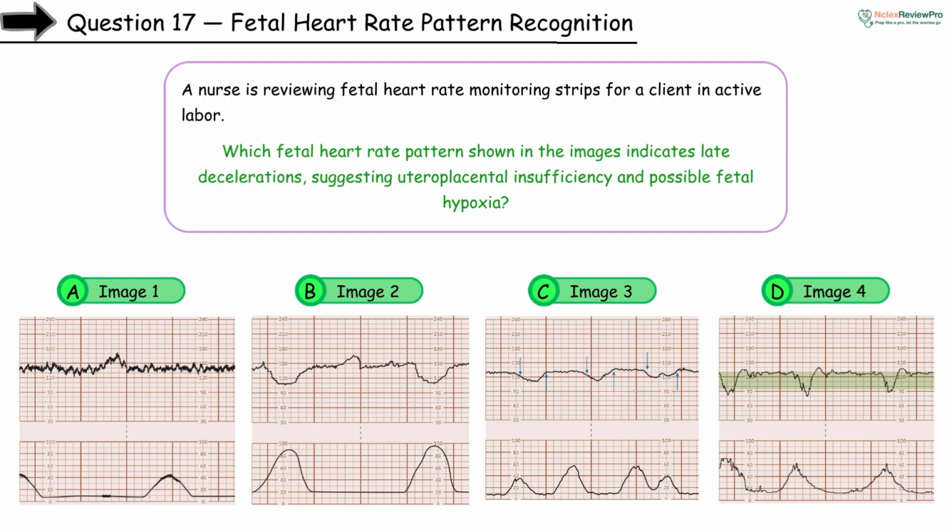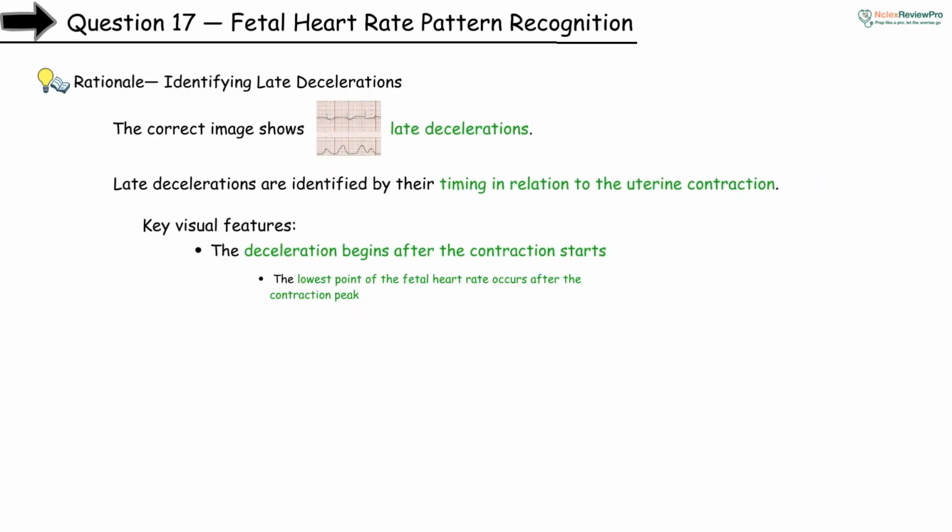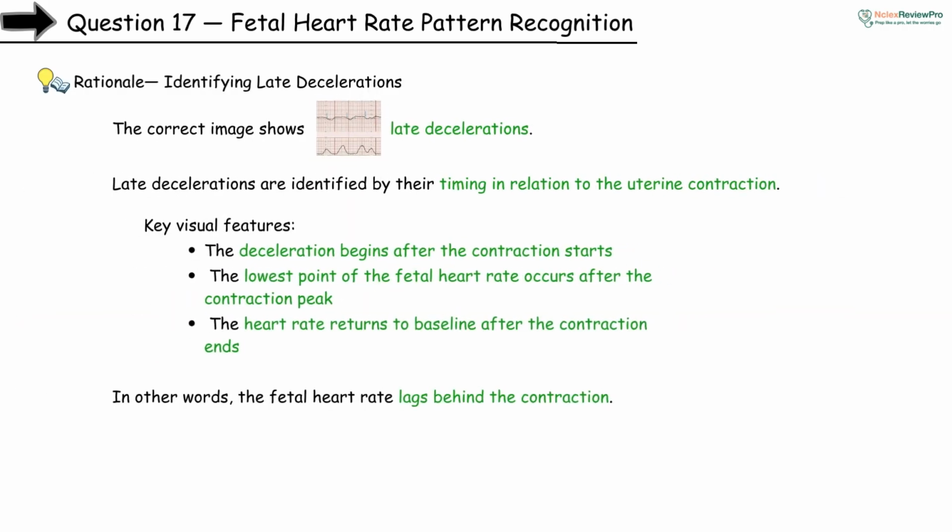The correct answer here is option C, Image 3. Let's break down how to recognize this. Late decelerations are all about timing in relation to the contraction. The deceleration begins after the contraction starts. The lowest point of the fetal heart rate happens after the peak of the contraction, and recovery occurs after the contraction ends. So the fetal heart rate is essentially lagging behind the contraction. That is your key clue.